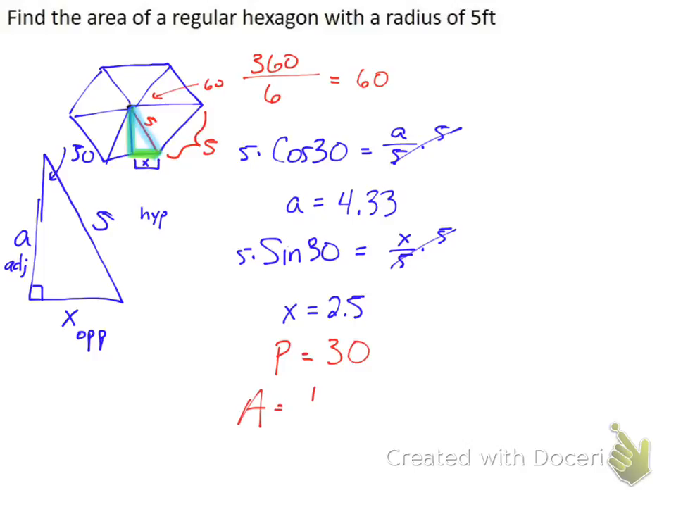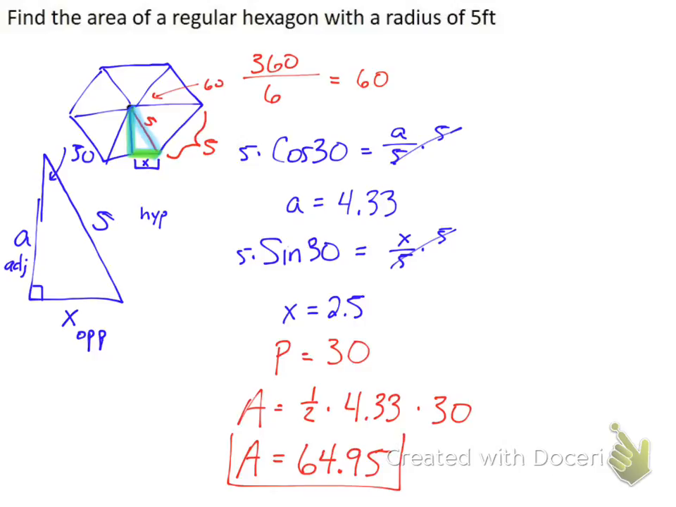So my area is equal to 1/2 times my apothem, which is 4.33, times my perimeter, which is 30. I get 64.95. And these were feet, I believe, right? Yep. Square feet.